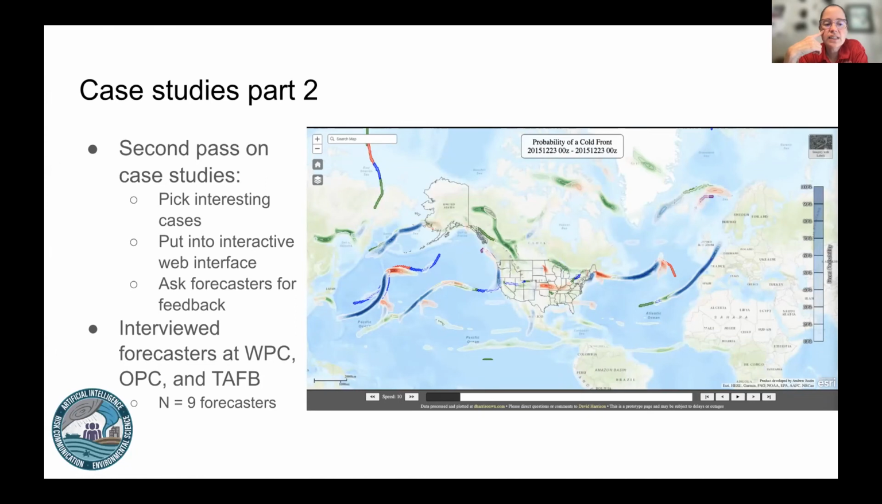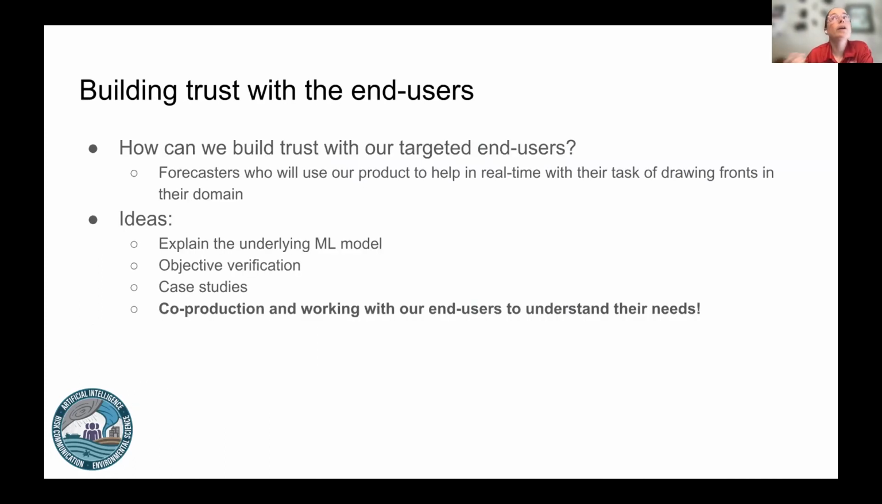And we took those case studies and we interviewed forecasters at the Weather Prediction Center, the Ocean Prediction Center, and TAFB, the Tropical Analysis Forecast Branch. We interviewed 9 forecasters. I know for computer scientists, you don't like to see n equals a small number, but for social scientists, 9 is a lot of interviews. That's a lot of hours of interviews. Just want to point that out. I'm still working on getting our transcripts done with that.